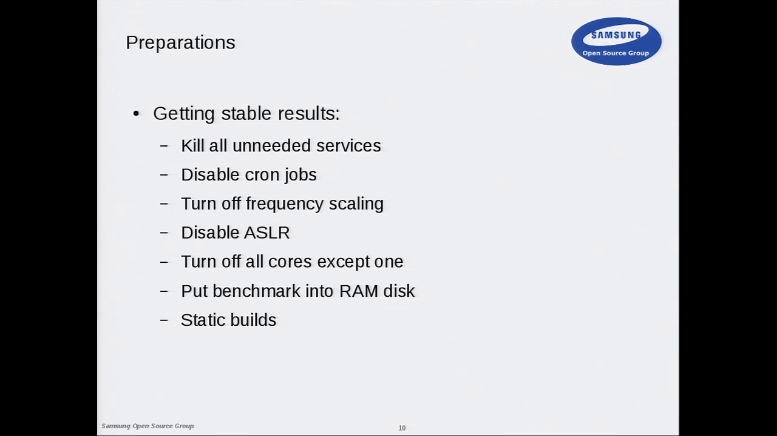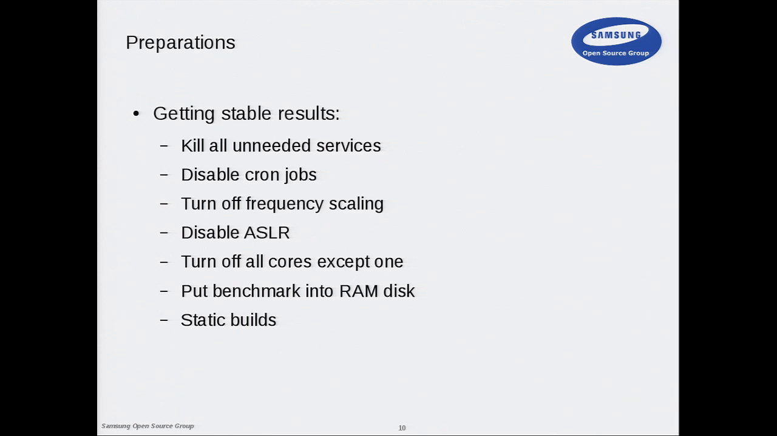So this includes obvious things like disabling services you don't need, disabling any cron jobs you have. It's a good idea to turn off frequency scaling so you don't have any variation there. Another thing, ASLR is a good feature for security, but for benchmarks which rely on the memory layout or something, they can really get quite some variance there.